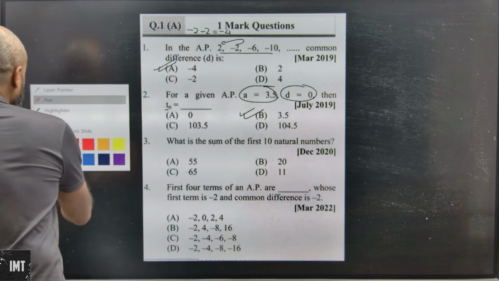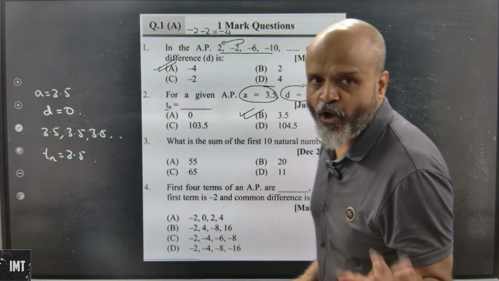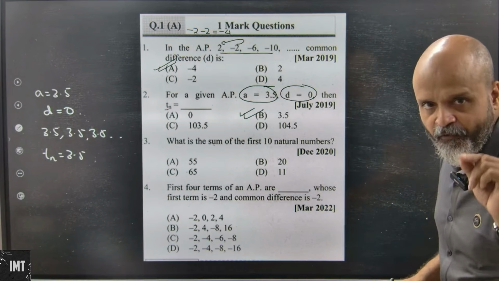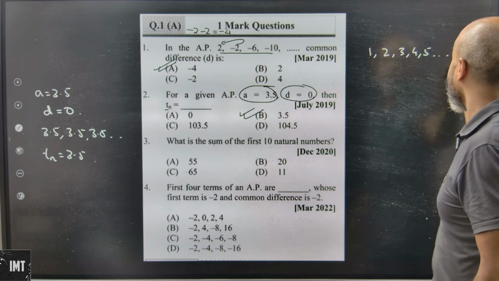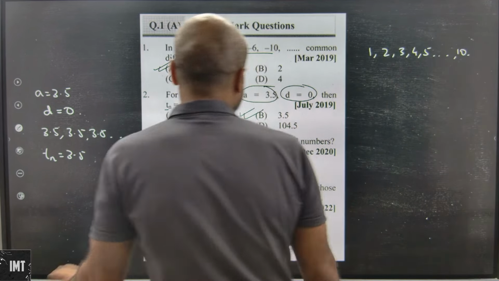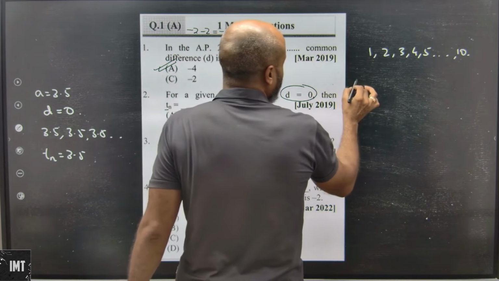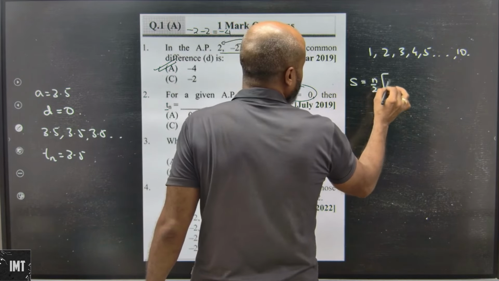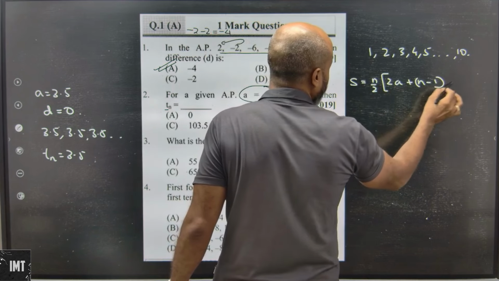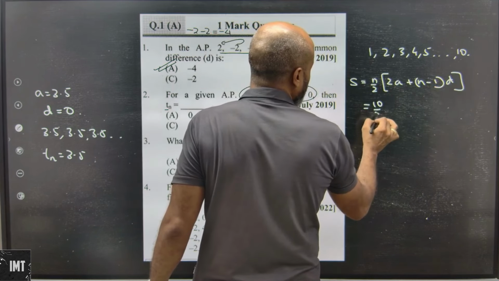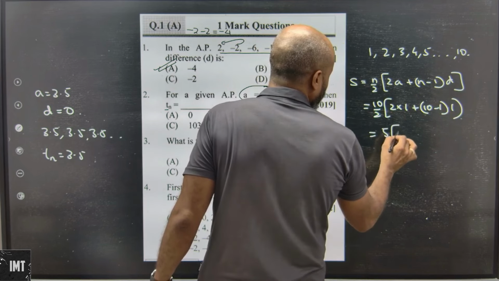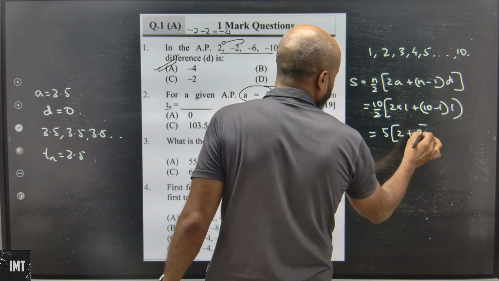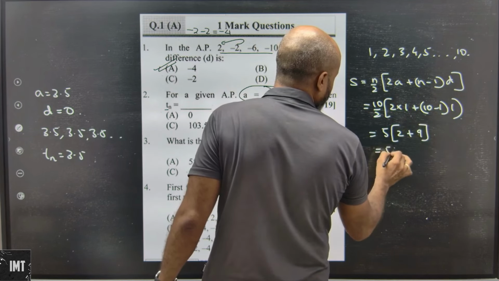Now, what are natural numbers? Natural numbers are numbers which will have a common difference of 1 and they will start from 1. So this will be 1, 2, 3, 4, 5 and so on and so forth till 10. The first 10 natural numbers, you can calculate in two ways. S n is n by 2 into 2a plus n minus 1 into d. Here n is 10 by 2, 2a is 2 into 1, plus 10 minus 1 into d, that is 1. So this will be 5 into 2 plus 9. This will be 55. This will be the sum of 10 terms.